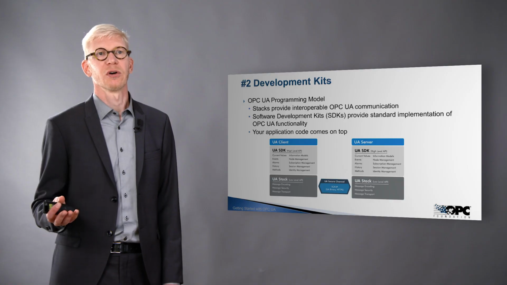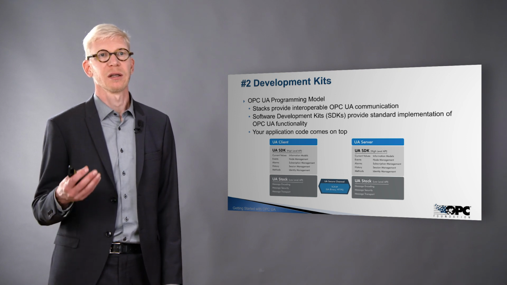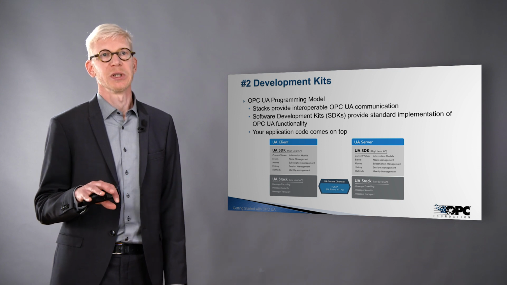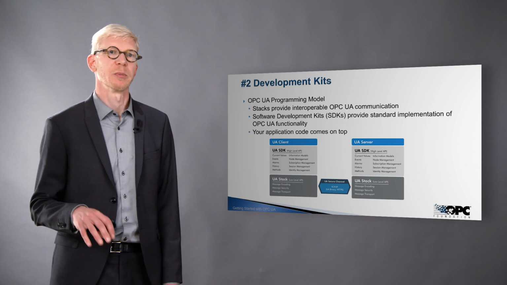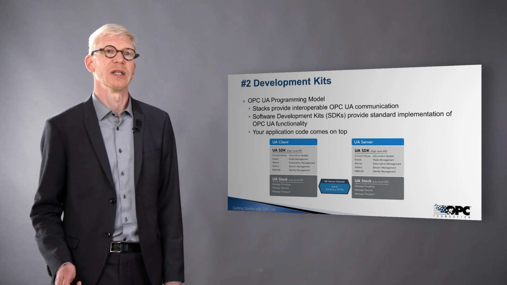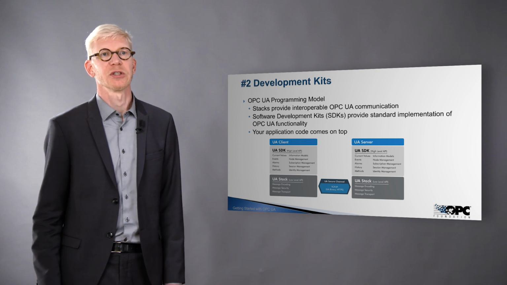On the lowest level, you need to have interoperable communication that conforms to the OPC UA specifications. On the second layer, you need to have application functionality regarding different information models, different node management issues, subscription management, session management, and identity management that are all part of OPC UA in general. And on top of this, you write your own application.